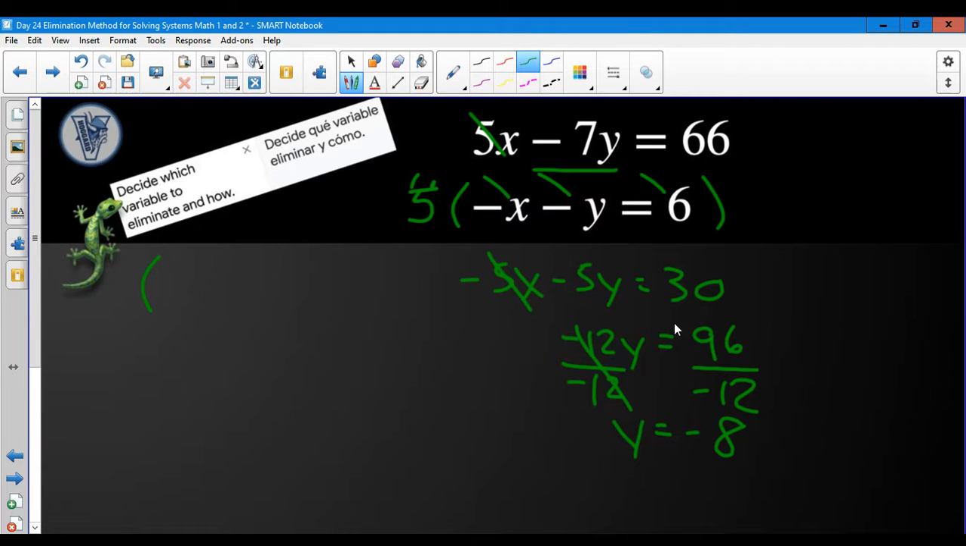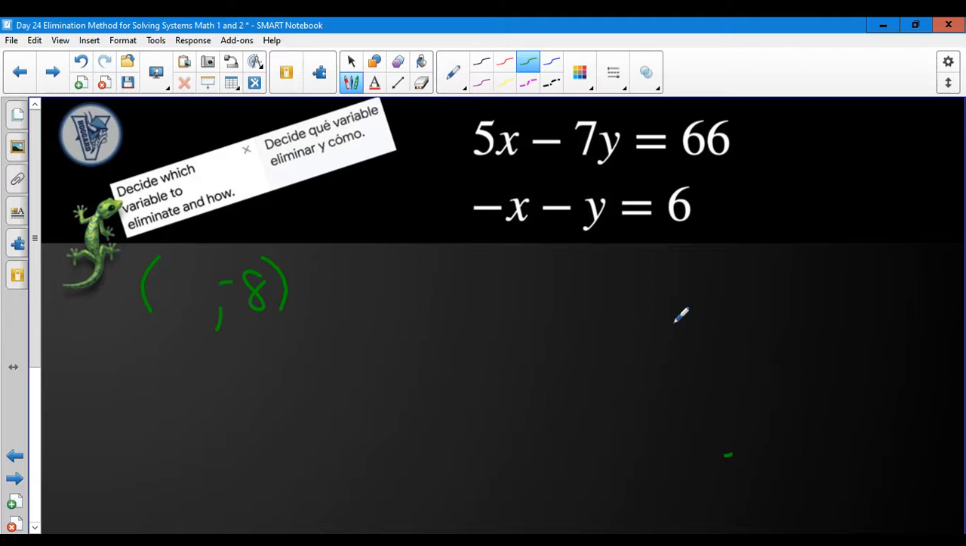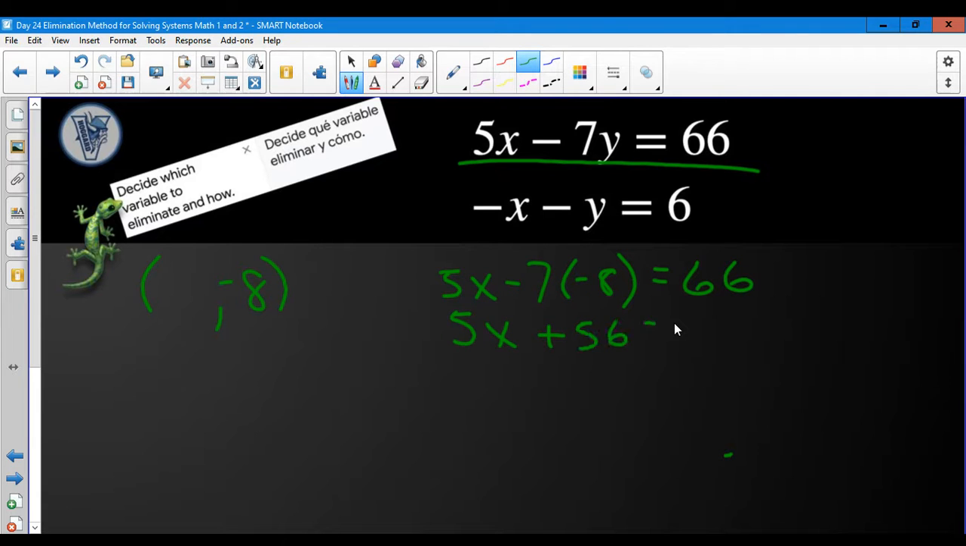So we know our y is negative 8 in our point of intersection, our coordinate that we're looking for. And let's go ahead and just put that into the top equation. Negative 8 is our y, so we'll copy this equation exactly as written, substituting negative 8 in for y, just like that. Solve for x without making any silly errors along the way.